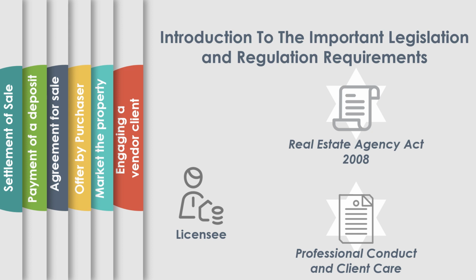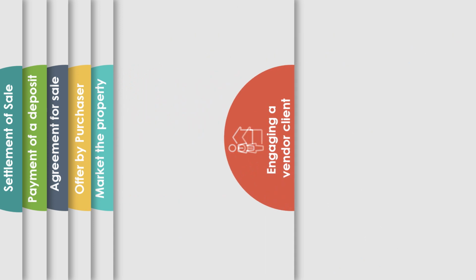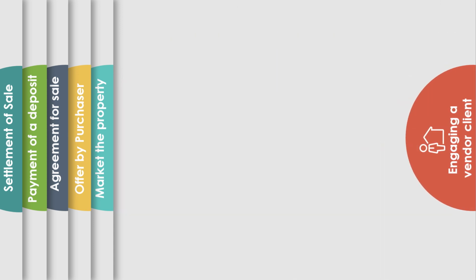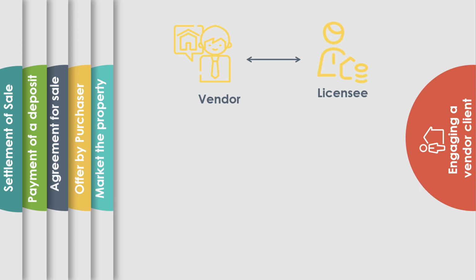key milestones in the standard sale process of a fee simple property, and highlight the important laws that are involved in each stage. The very first stage is engaging a vendor client. As an agent, the vendor of a property will request you to act on his or her behalf to sell the property that he or she owns.